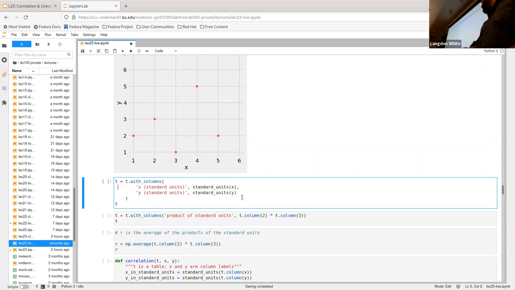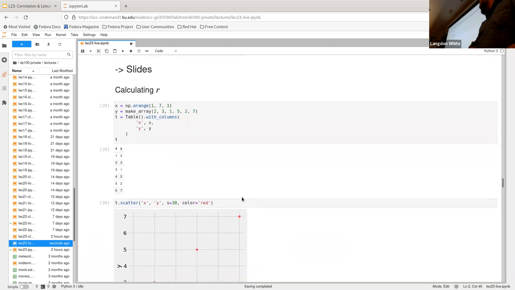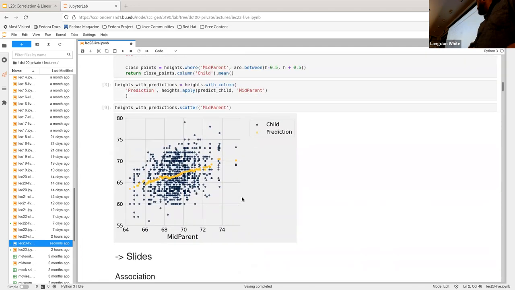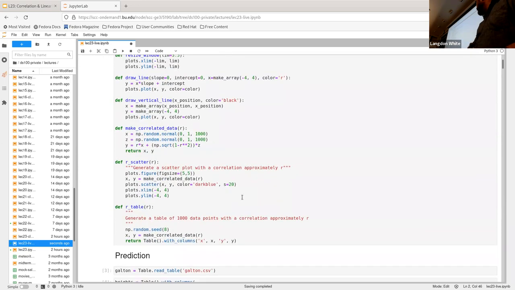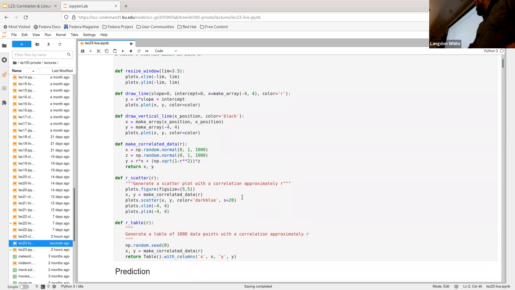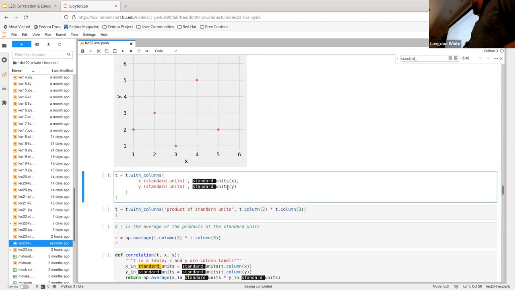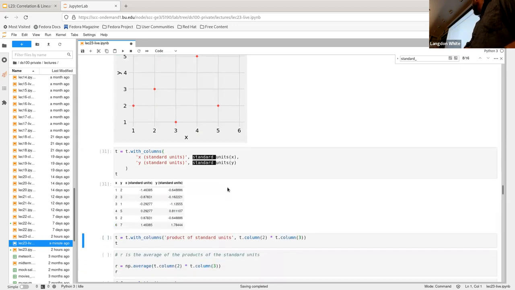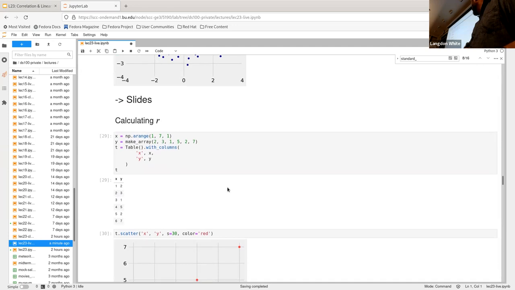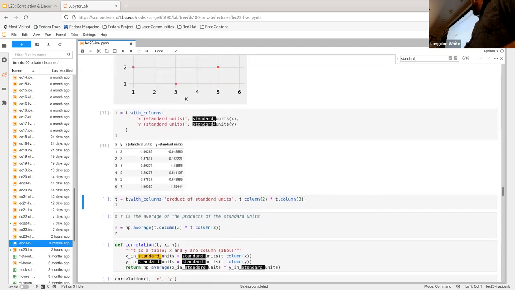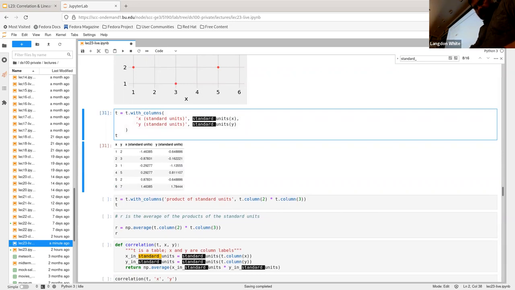So the first thing we do is we need to calculate the standard units for X and the standard units for Y. And, oops, I thought the function was right there, but I think it's up here. Wait, where is it? Wait, is this a built-in function? What function? Standard units. I thought it was. No, it's not built-in. I think you have to write it. Yeah, I must have just missed it.